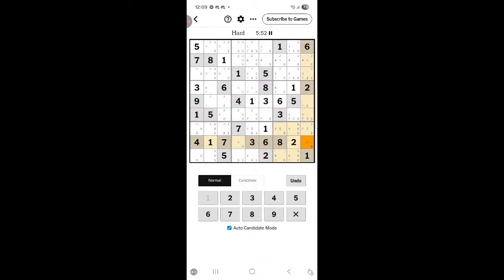5, 9, 5, 9, 4, 3, 4, 3, 4, 3, 6, 6, 6, 6, 3, 8, 9, 5, 2, 4, 8, 6, 3, 6, 3, 4, 6, 5. Oh, I'm stuck. Why am I stuck? I don't like being stuck. Stuck pig.